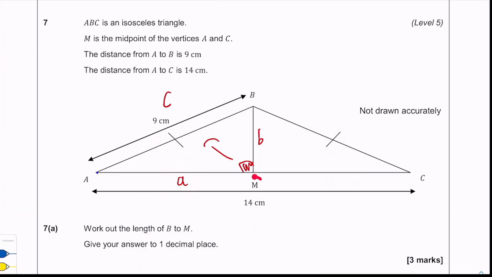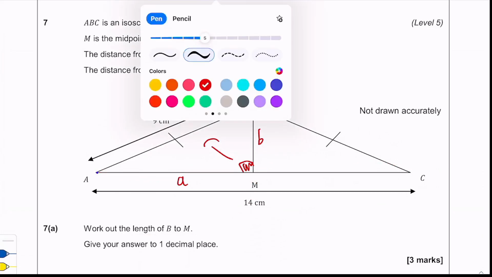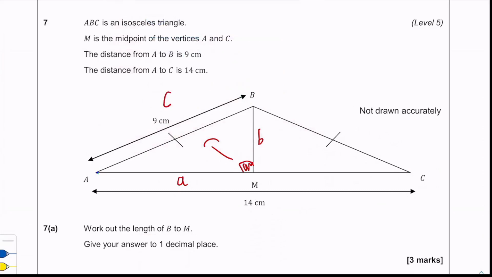Now, if we're told that M is the midpoint, and we know the whole length is 14 centimetres, we can comfortably say that AM, so this length here, is 7 centimetres. Okay, let's now write down our formula. So we've got C squared is equal to A squared plus B squared. We'll then rearrange this for B, so B squared is equal to C squared, take away A squared.